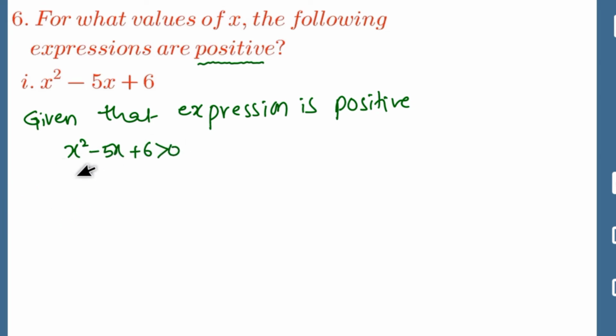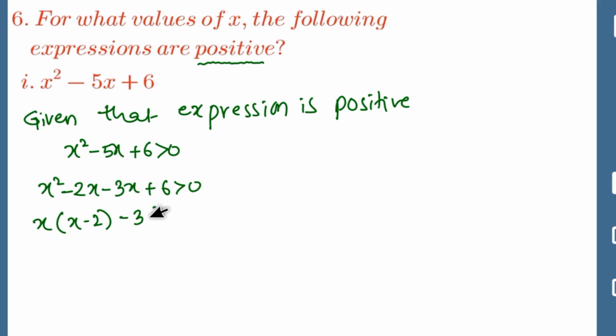So first of all do the factorization. So x square minus 5x, so what are the factors here? 1 into 6, 6, so write 5x as minus 2x minus 3x, 2 3 is 6, plus 6 greater than 0. What is common? x is common. x of x minus 2, minus 3 common, x minus 2 greater than 0. x minus 2 into x minus 3 greater than 0.